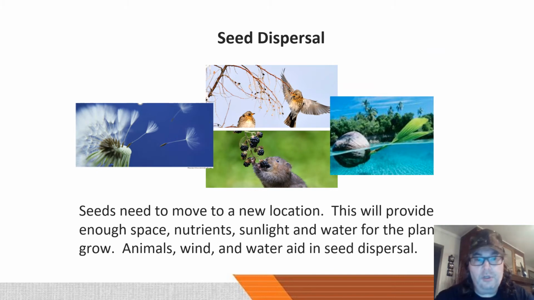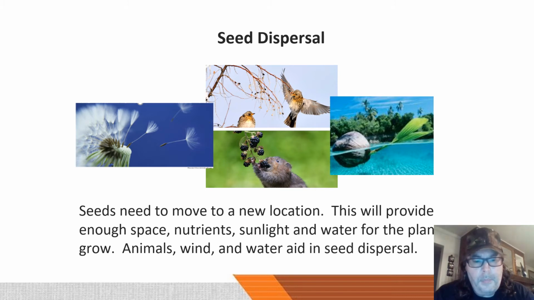Seed dispersal means the seeds go away. Look at those pictures. Seeds need to move to a new location. Remember, you need to grow. You need to have space, because you can't grow up in one spot. This provides enough space and nutrients, because if we're all eating the same food, we're not going to survive. We all need our own supply of food.